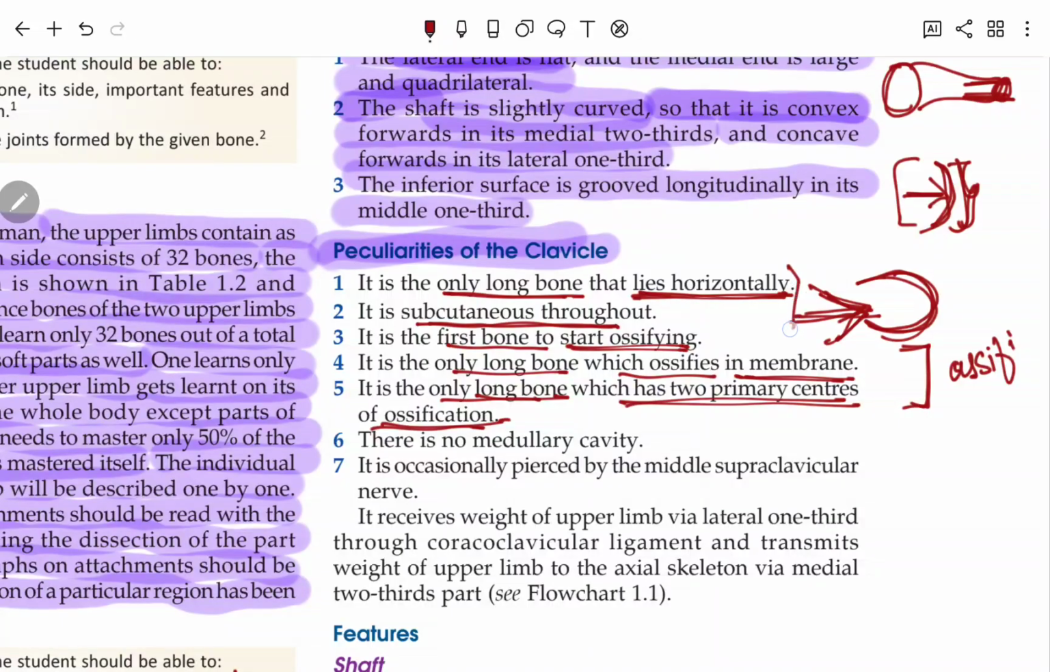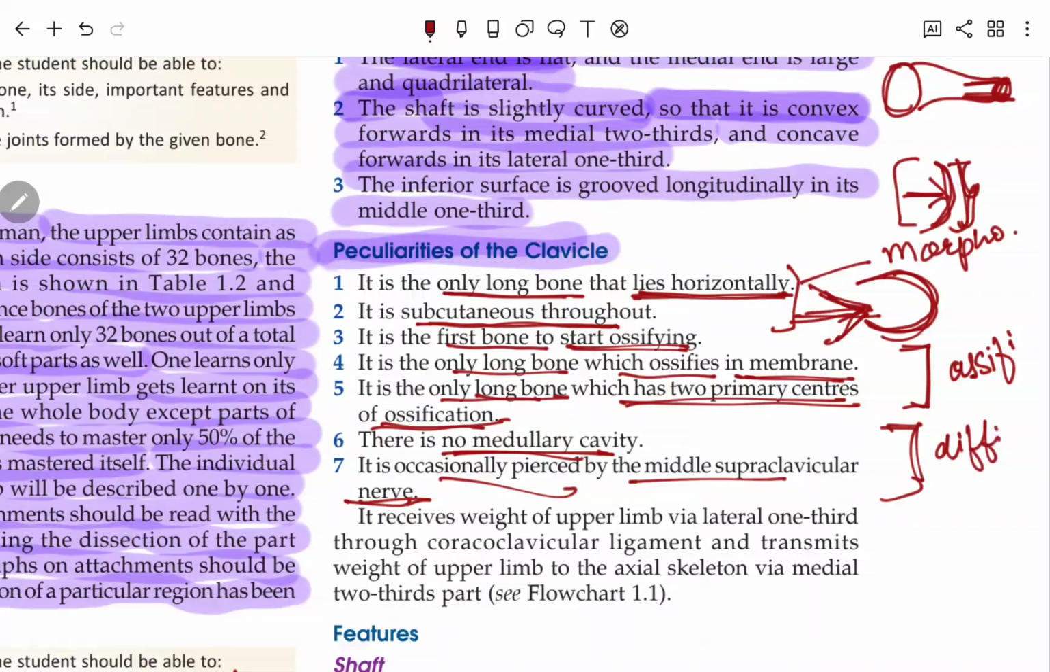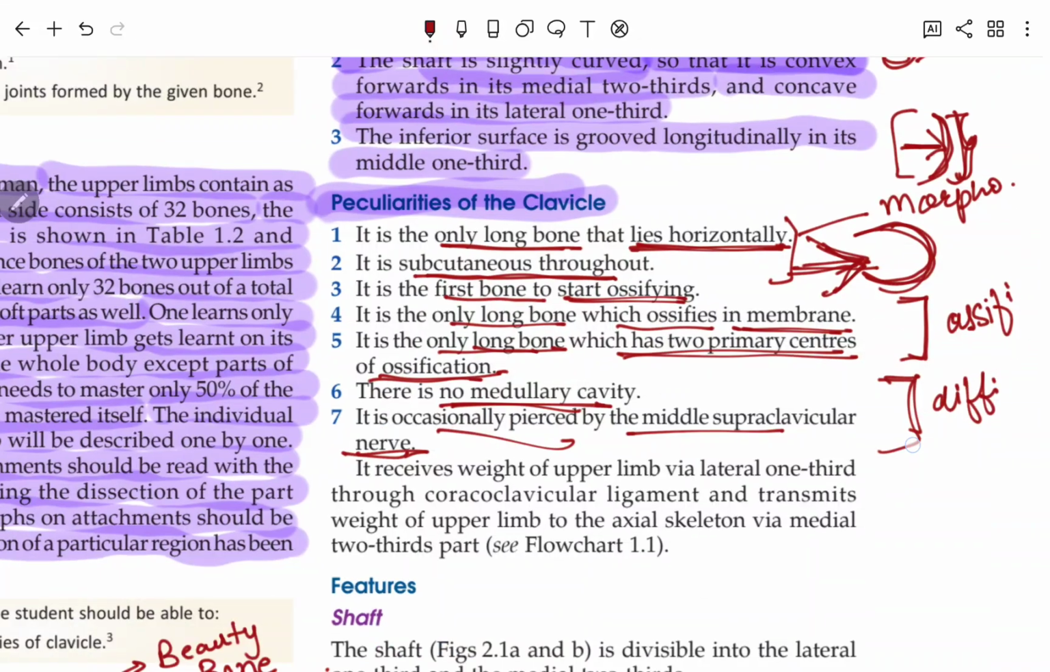Now two points are about its morphology: it is horizontal and subcutaneous. Now there is no medullary cavity. It is occasionally pierced by the middle supraclavicular nerve. These are different points. You need to categorize them in your mind so anatomy will be easy for you.